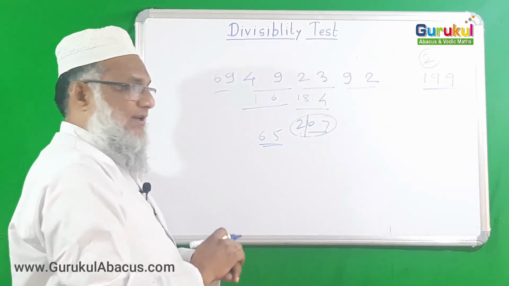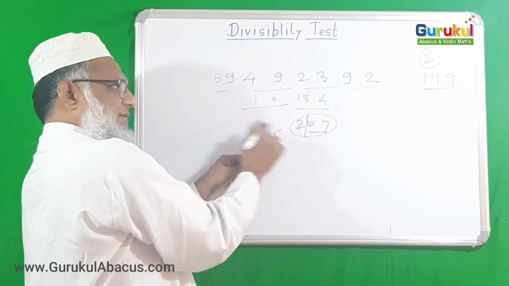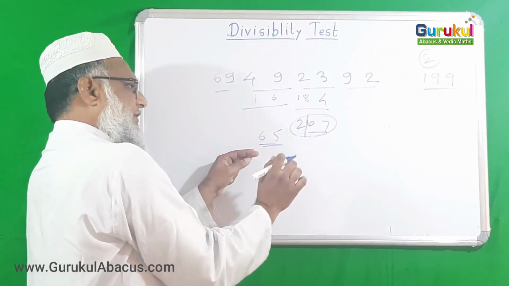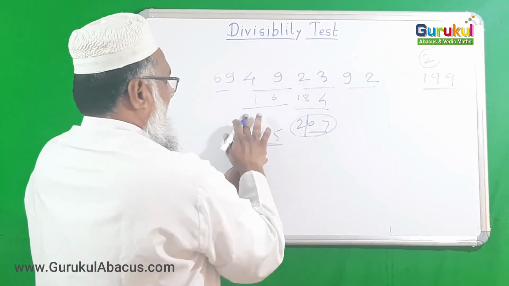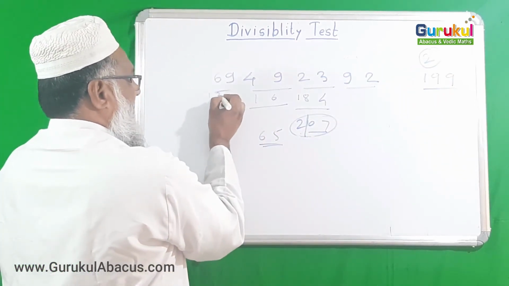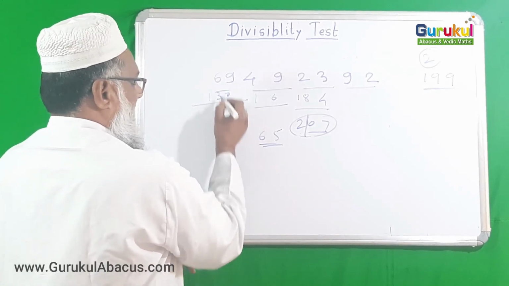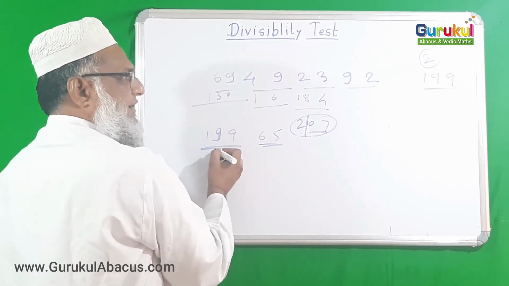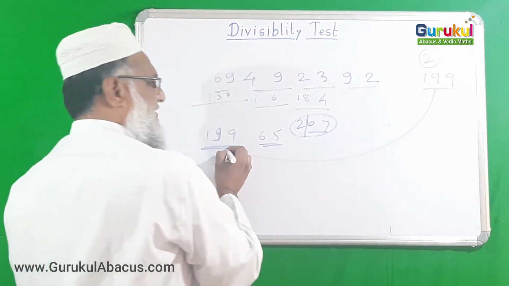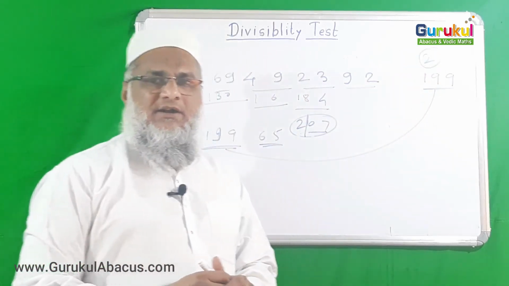Now multiply this 65. We were asking for 2 digits here, the third digit is not there, let it be. 65 into 2, 130. Now add 130 in that, we are getting here 9, 9 and 1. That's it. We got 199 at the end, so it is exactly divisible. So we can say this big number is exactly divisible by 199.